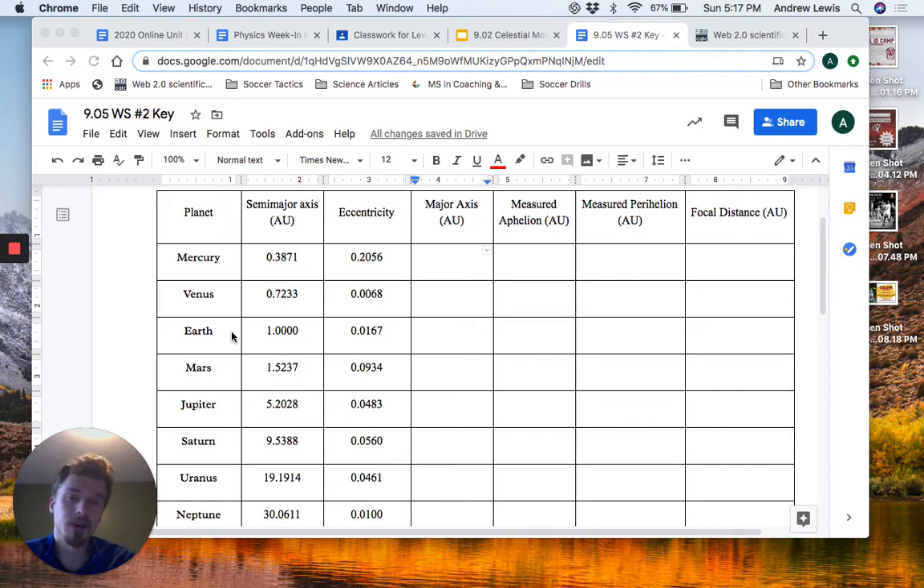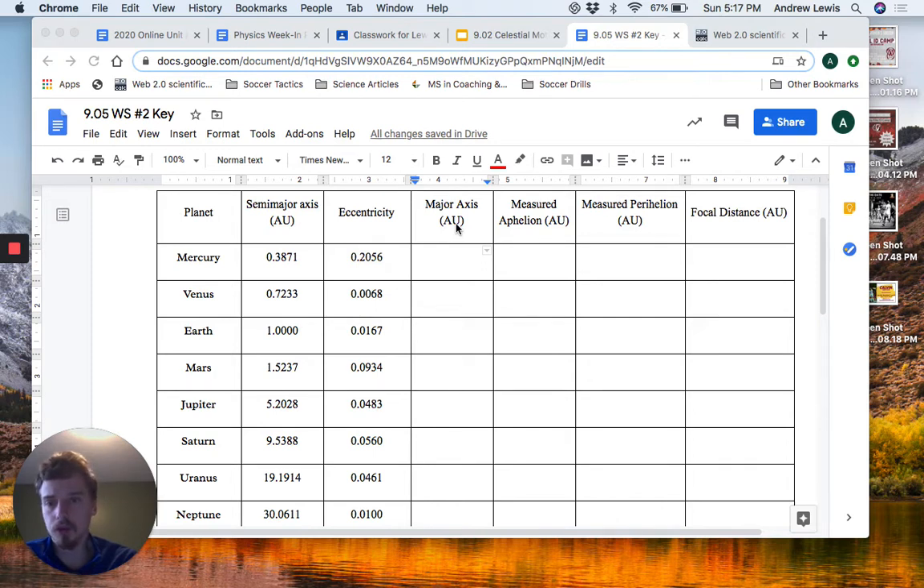You were then tasked with finding the major axis, the perihelion, and the aphelion, as well as the focal distance. Focal distance is just the distance between the two foci. That's really all that is. AU here does not mean Australia. This means astronomical units, which we have talked about before, right?